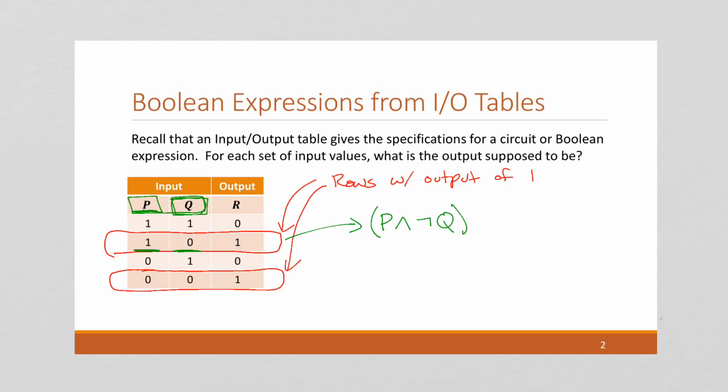right? Then the output will be true. So if Q is 0, then that means not Q would be 1, and if P is 1, then P is 1, and 1 and 1 will give a 1. So this Boolean expression fits that row.